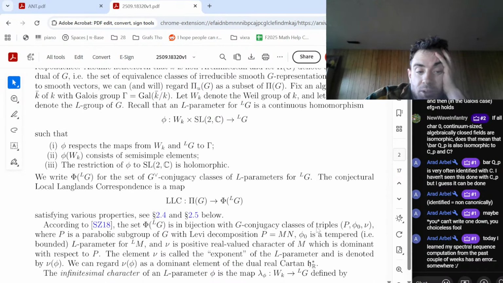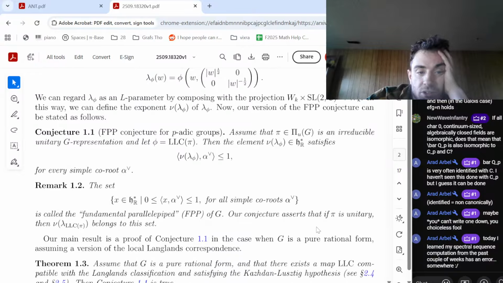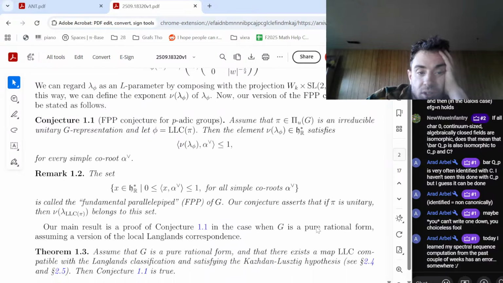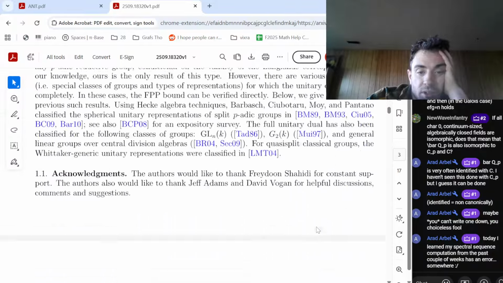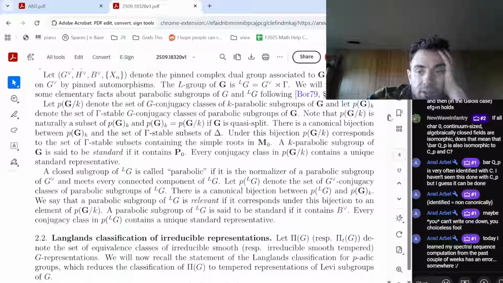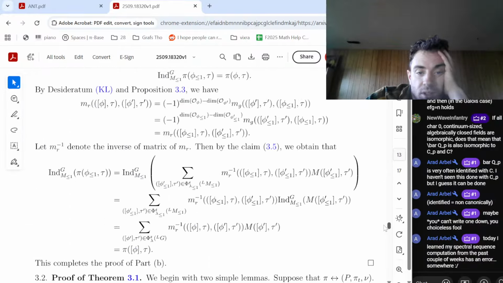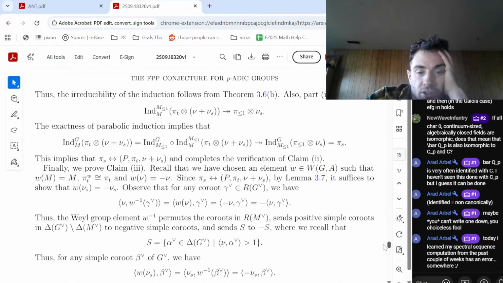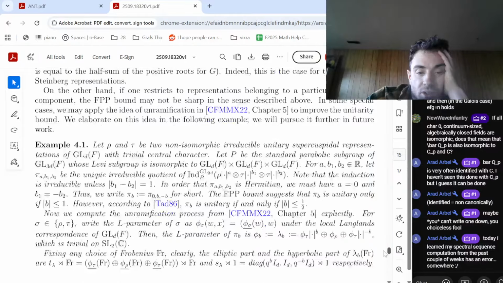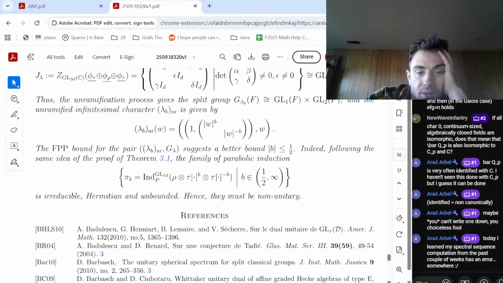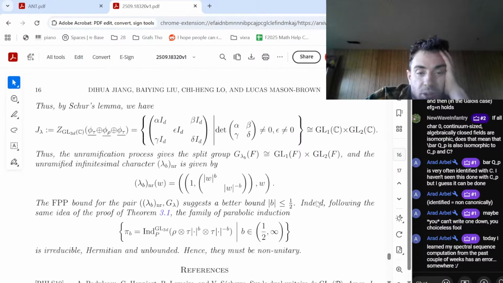Anywho, maybe I should get back to work, but I was thinking maybe tomorrow we could try reading through this paper, possibly try to understand it, try to do some examples, maybe work out some examples in the GL2 case, although they have an example at the end of this paper here. So we could also do a sanity check and work through that. There's this example here.